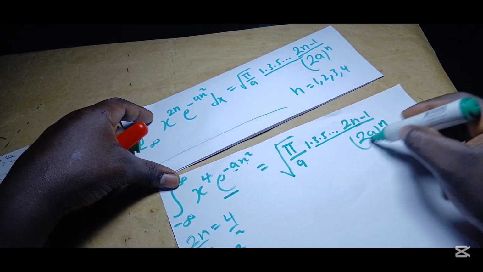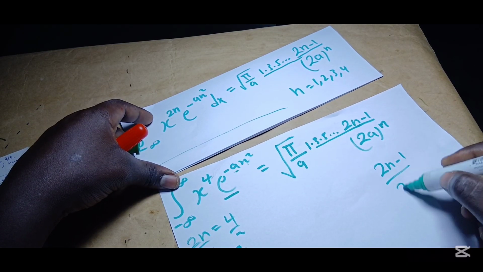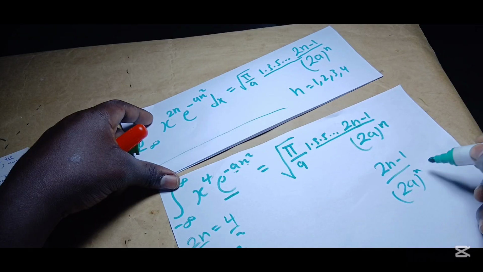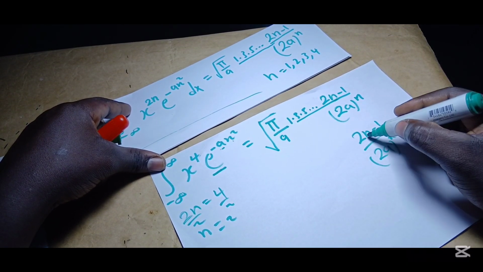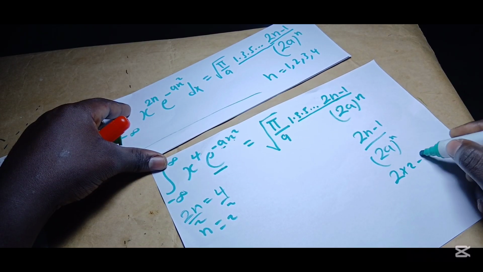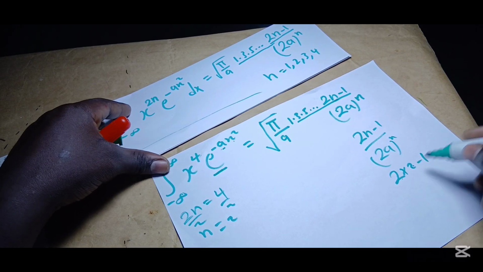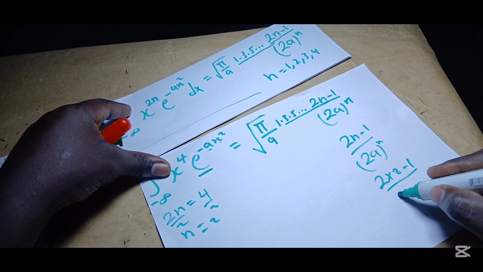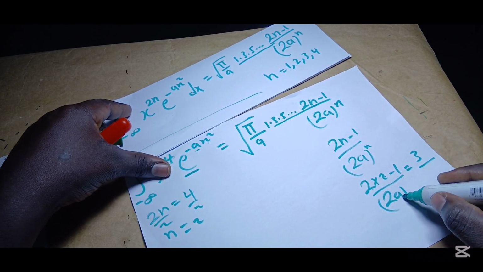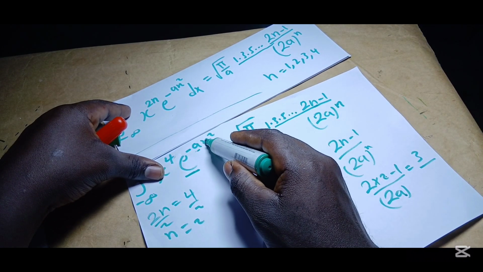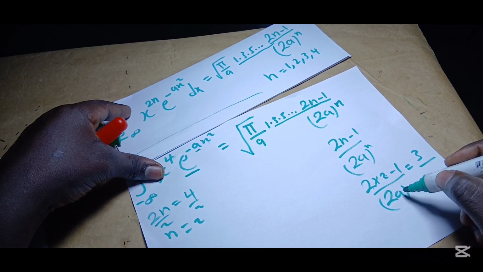So now let's evaluate this whole term here. Let's evaluate 2n minus 1 over 2a to the power n. Our n equals 2. So 2 multiplied by 2 minus 1: 2 by 2 is going to give us 4, minus 1 is going to give us 3. So 3 all over 2 multiplied by a, and a is the coefficient of x squared from e. So just leave it as a.